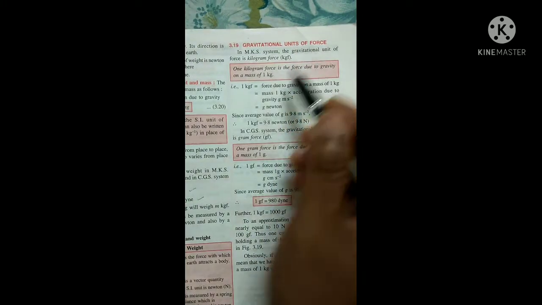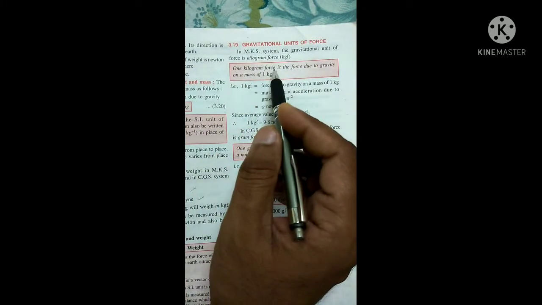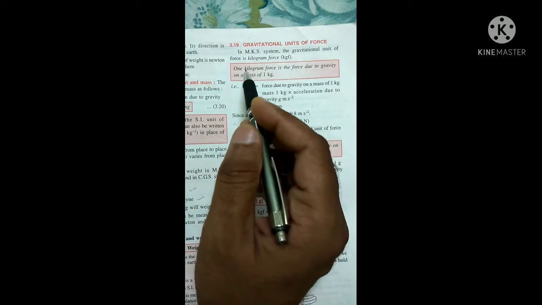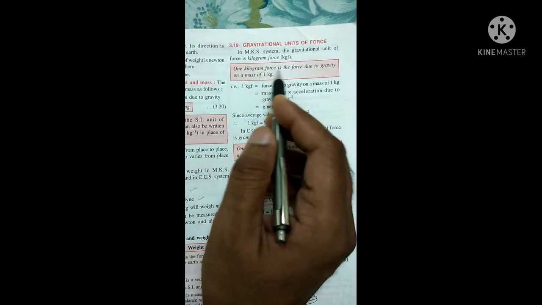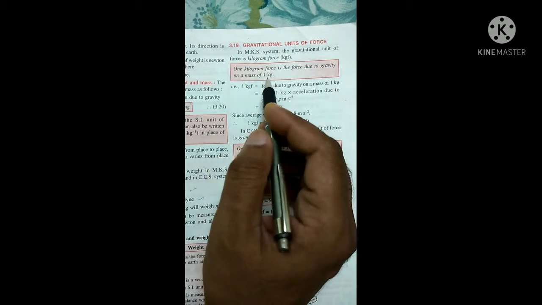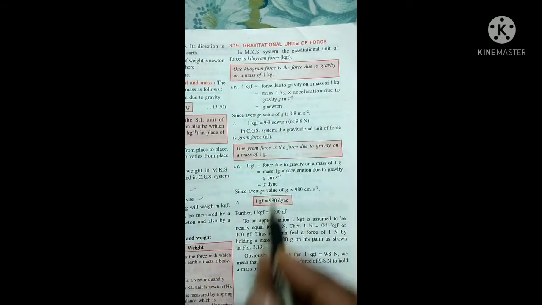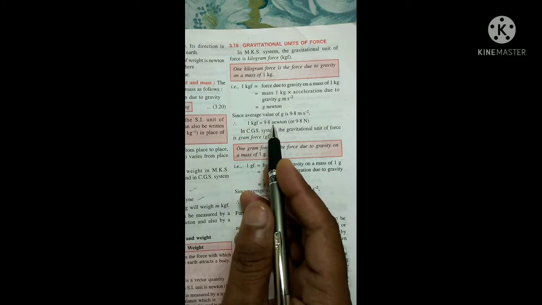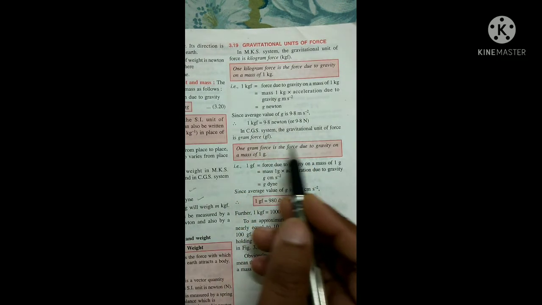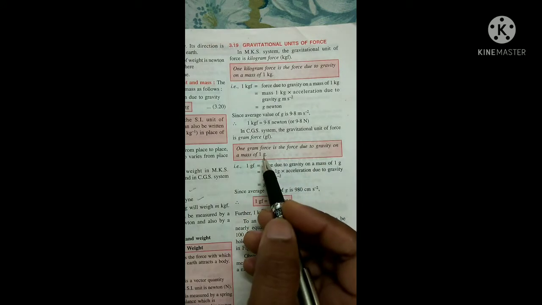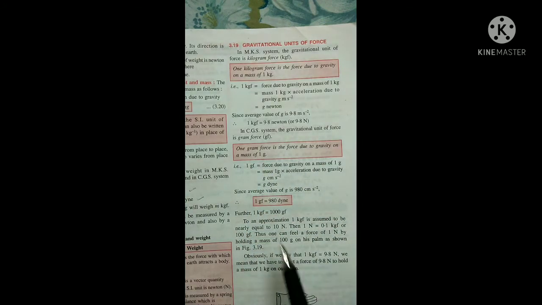Gravitational units we have discussed, but you have to learn the definitions surely. It's an important part. 1 kgf, 1 kilogram force, is the force due to gravity on a mass of 1 kilogram, and the value of 1 kgf is 9.8 Newton. And 1 gram force is the force due to gravity on a mass of 1 gram, and 1 gram force is equal to 980 dyne.